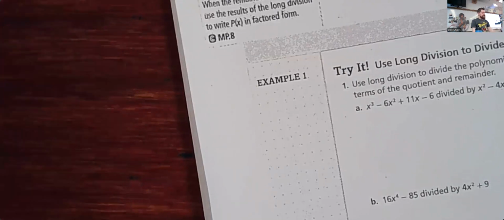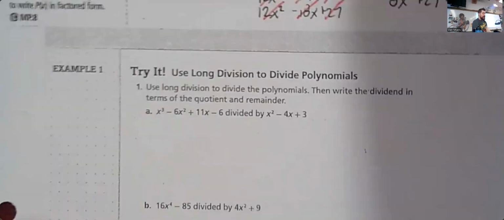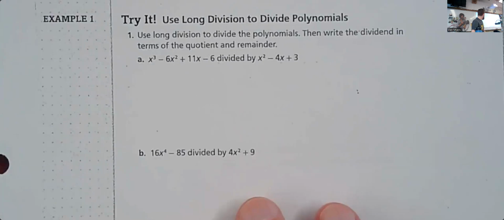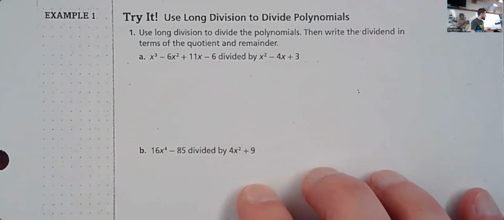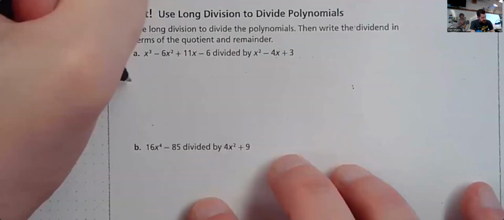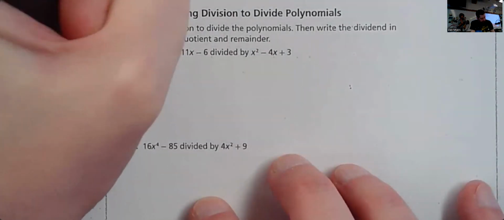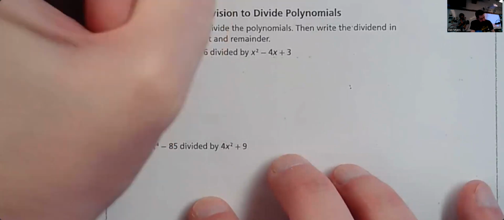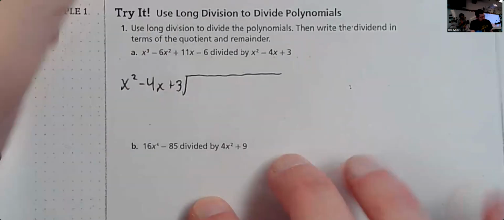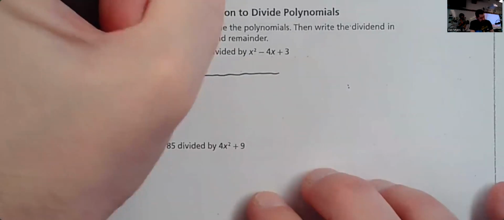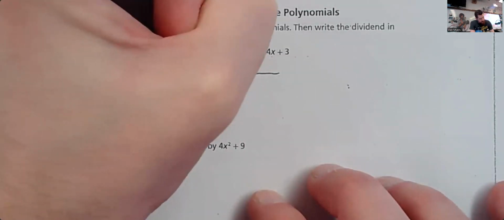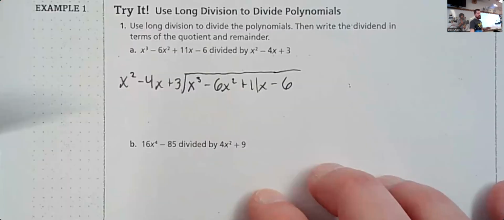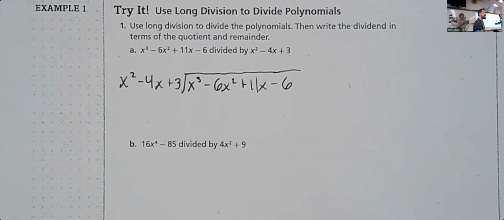All right, let's have ourselves a look and see what we got here. So with this first one here, we're not missing any exponents or any values of x along the way. So we got x squared minus 4x plus 3, and that's our divisor. Our dividend, the thing that is being divided, is x cubed minus 6x squared plus 11x minus 6.